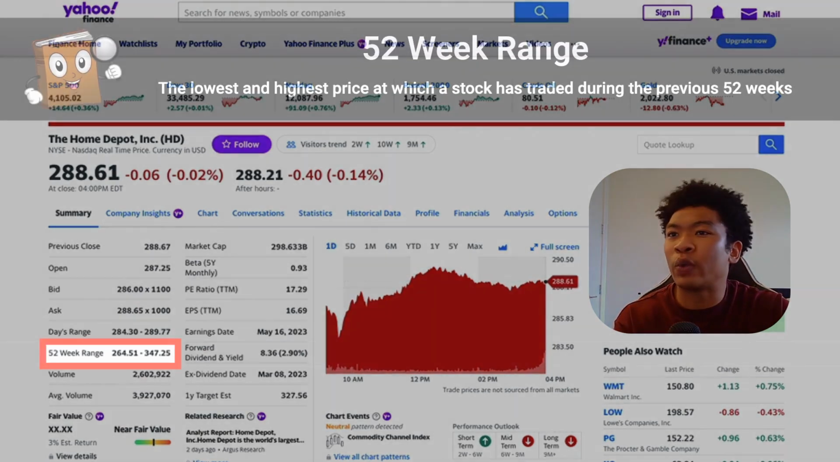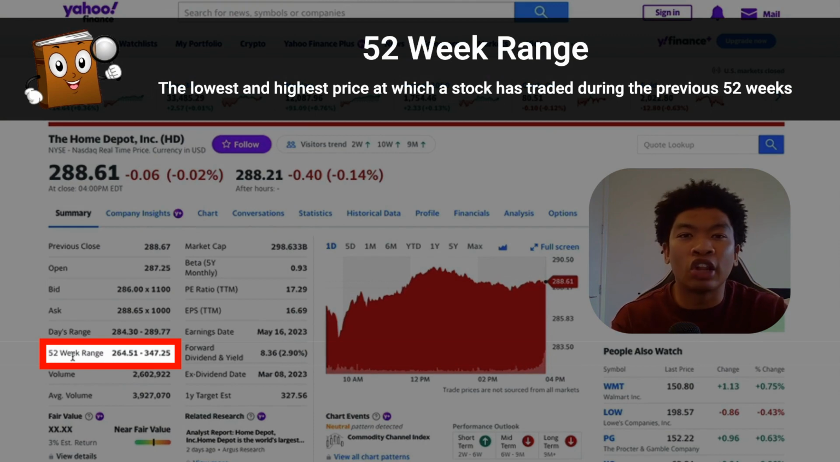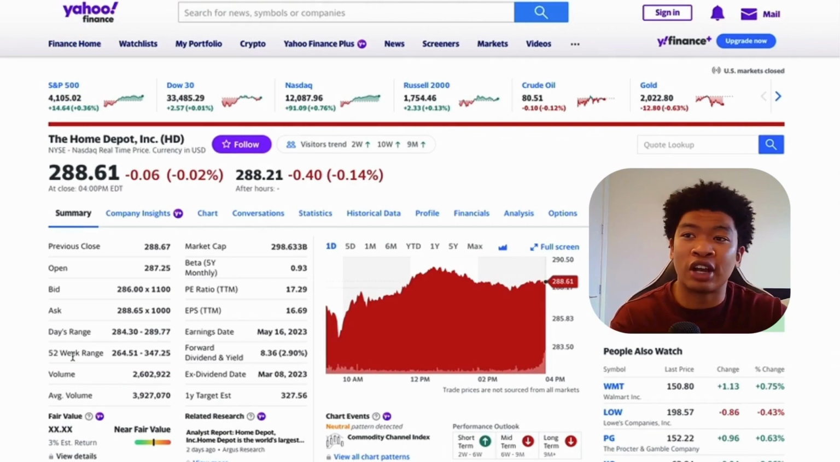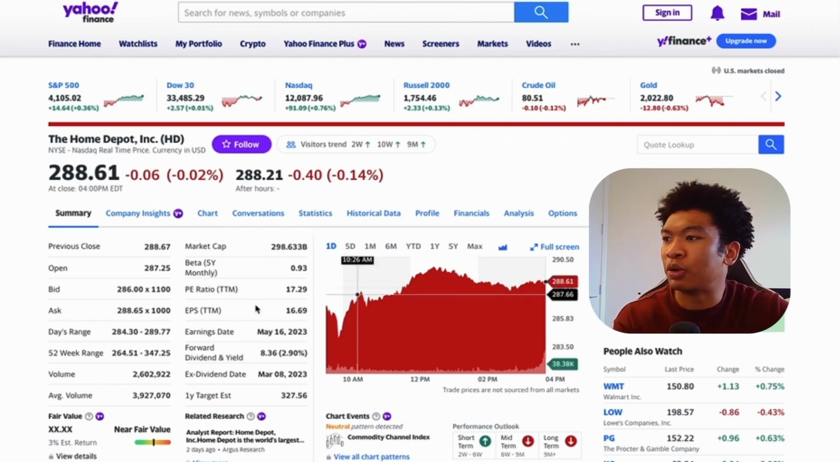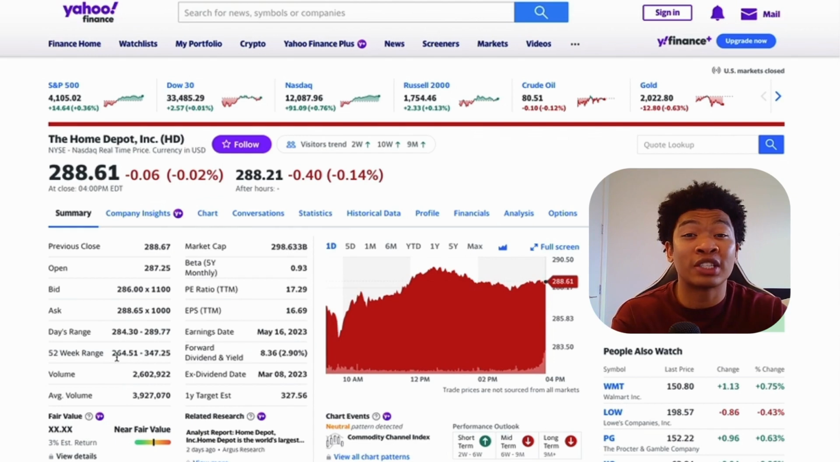Similarly, right below that, we have the 52-week range. And this is the low and high point for the stock over the past 52 weeks. Now, this can give us a sense of how this stock's price has fluctuated over the past year. And if you compare where the current stock price is at relative to this range, you can get a sense of if the stock is currently at a high point or a low point compared to recent trends. So you can see here that with Home Depot being at $288.61, it's kind of in the middle of this range, more towards the lower end of the 52-week range, meaning that the stock price is on the lower side compared to what it has been over the past year.